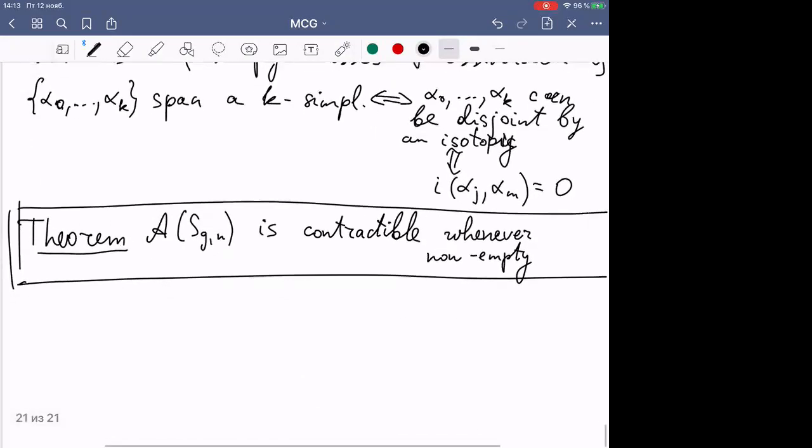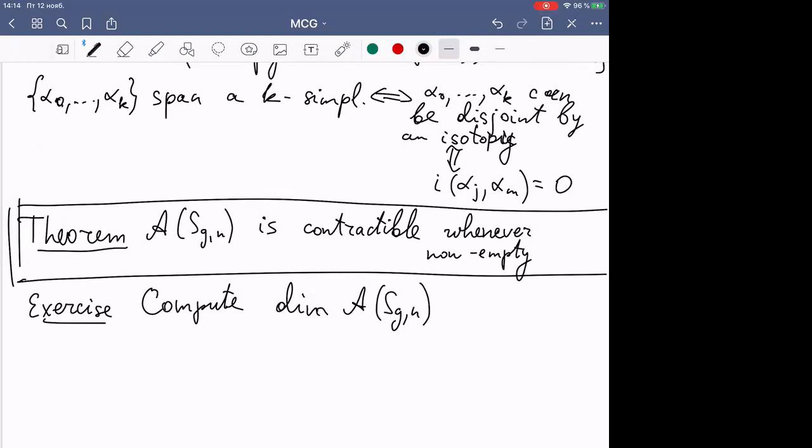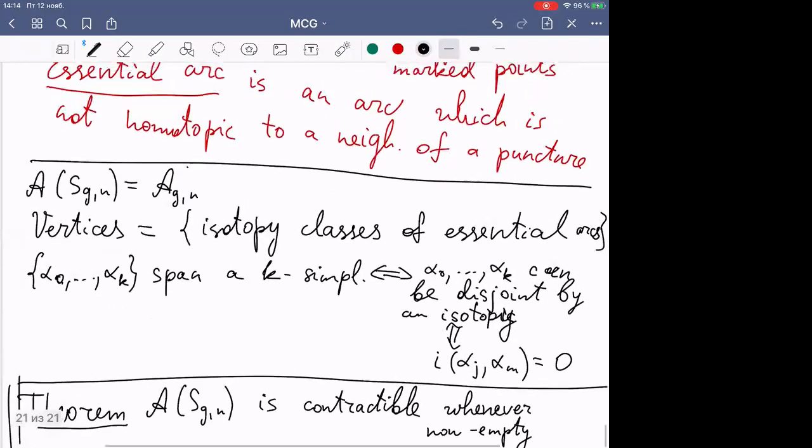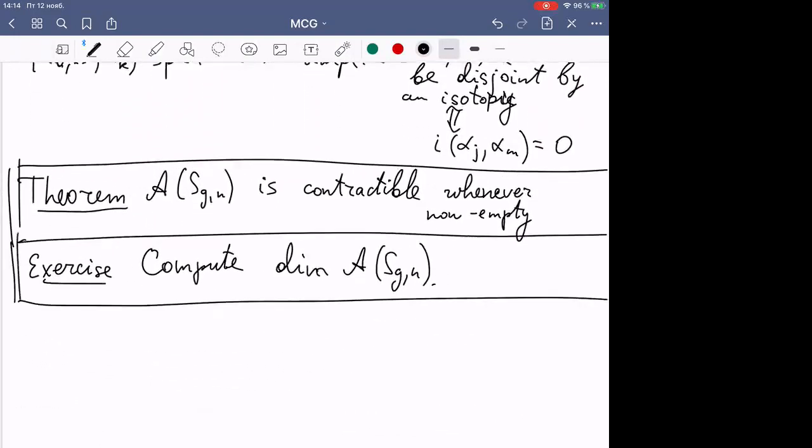There are several proofs here, and again, next time I will tell you one of them. And a good exercise is to compute the dimension of the arc complex. Again, you just need to study how these arcs decompose our surface, and then you're done.